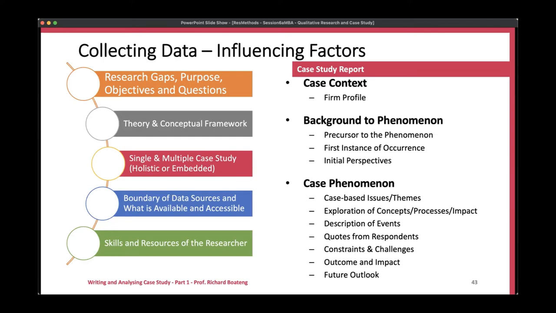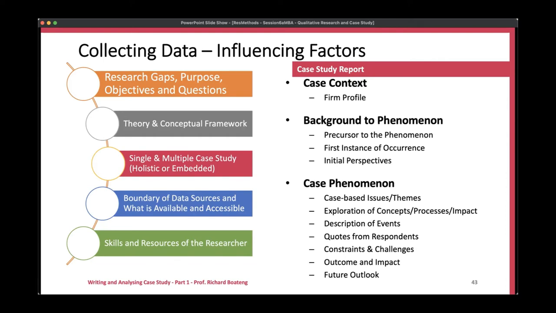So you have a case context that tells you about the firm profile, the firm itself, what it does, and then the background of the phenomenon. How did the firm get into whatever you're trying to study, and what caused it? In the background of the phenomenon, you may want to look at the precursor to the phenomenon, the first instance of occurrence, and perspectives. It could be what the person obtained from a pilot exploration of the issue before the main issue started.